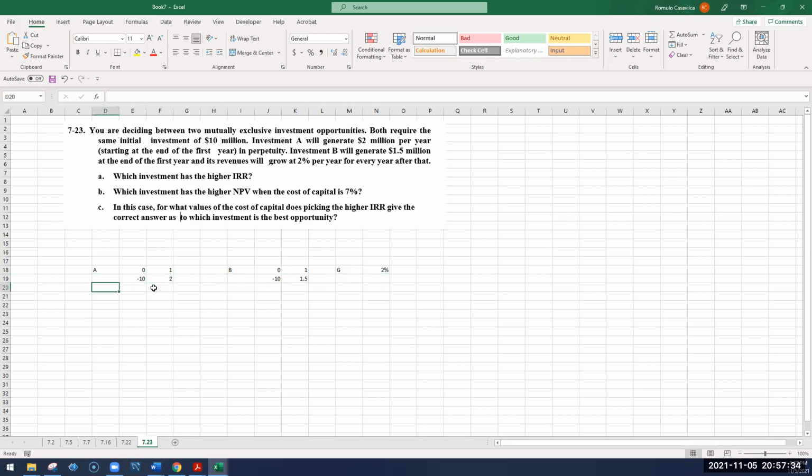So they will ask you, first, what's the internal rate of return. Here you cannot do this, right? It will give you a negative. If you do this, it's wrong. So what you need to do is this formula.